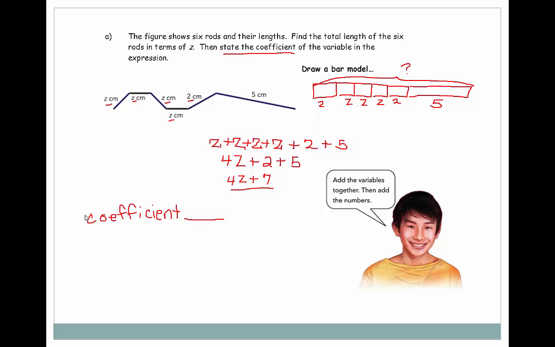Now, let's find out what is the coefficient of the variable. Look back in your vocabulary to find out what a coefficient is. Pause the video. Did you find it? In the term 4z, the variable is z, but the coefficient is 4. Remember, the coefficient is the factor. 4 is a factor. 7 is not a factor, that is an addend.